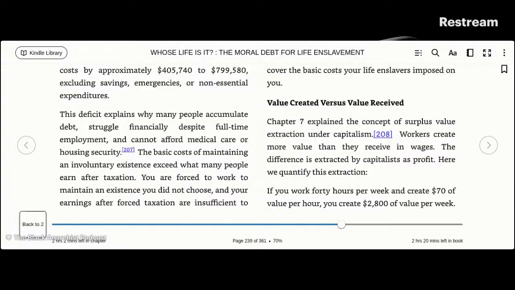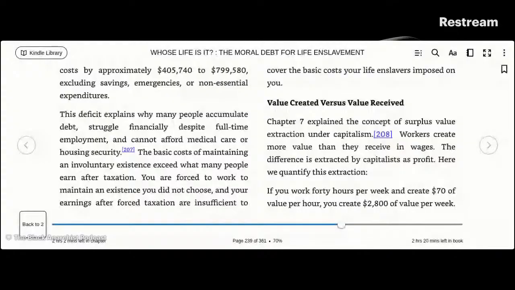This deficit explains why many people accumulate debt, struggle financially despite full-time employment, and cannot afford medical care or housing security. The basic cost of maintaining an involuntary existence exceeds what many people earn after taxation. You are forced to work to maintain an existence you did not choose, and your earnings after forced taxation are insufficient to cover the basic costs your life in slavery imposed on you.